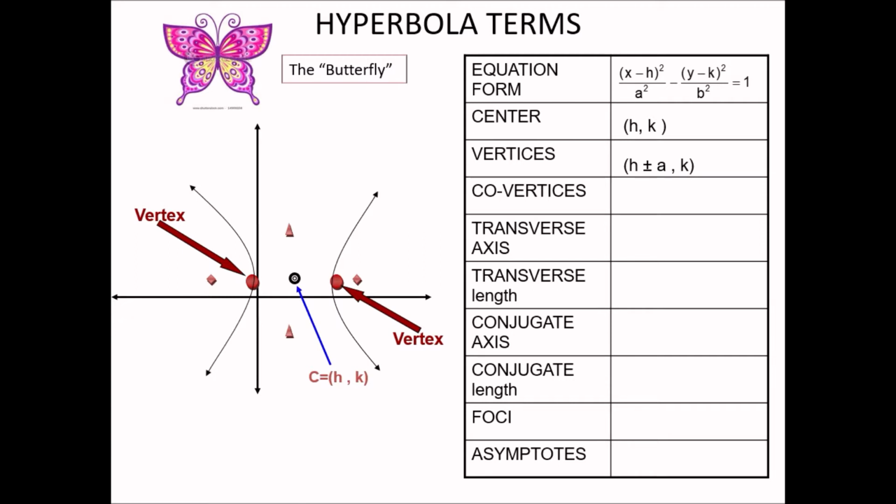How about the co-vertices? Yan ang tinatawag nating co-vertex. Ang coordinates natin sa co-vertices are h, k plus or minus b. We have the transverse axis. Ano ang tinatawag na transverse axis? Actually, ang transverse axis, it is the line na nagko-connect sa ating vertices and yung center.